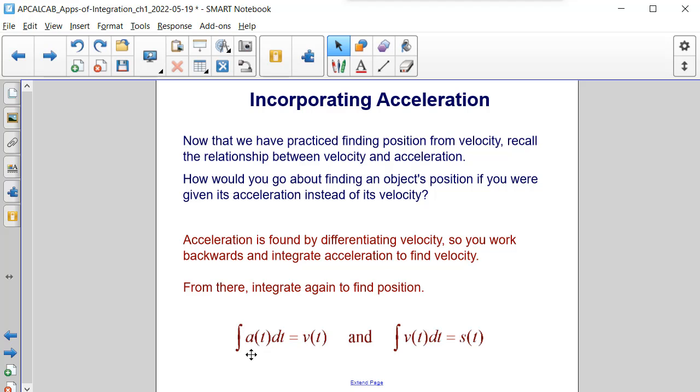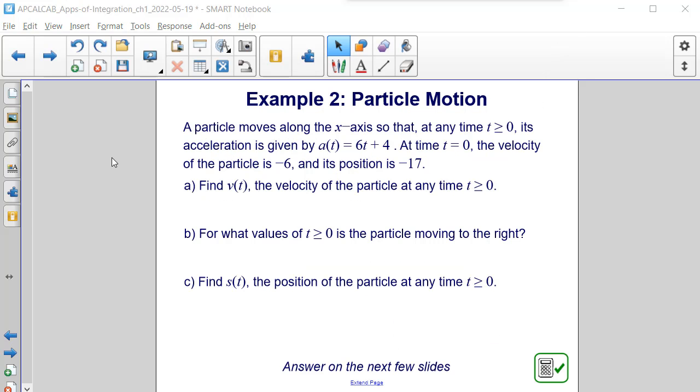So if you're given the acceleration as a function of t, you could integrate a of t with respect to t in order to get the velocity. And similarly, if you integrate the velocity with respect to time, you'll end up getting the position function.